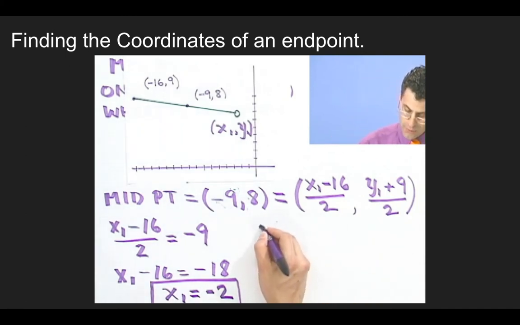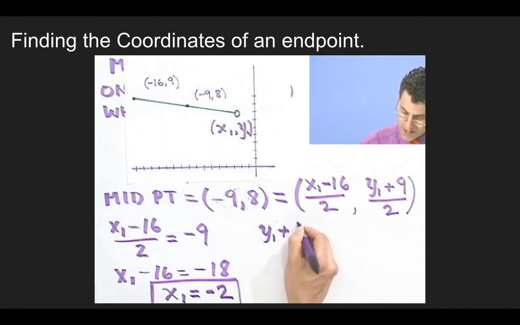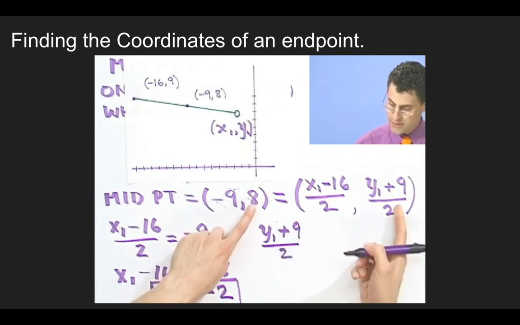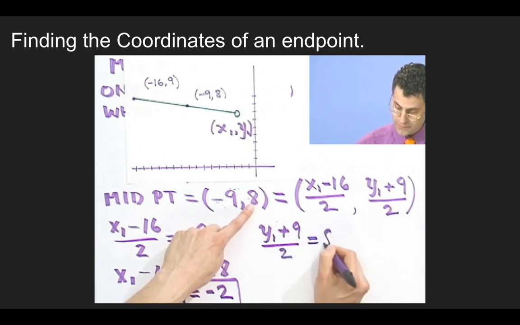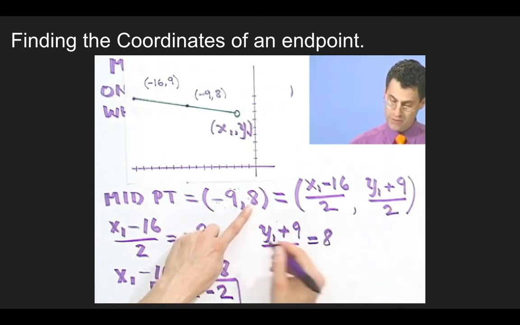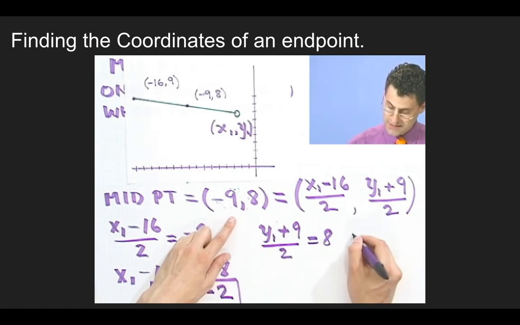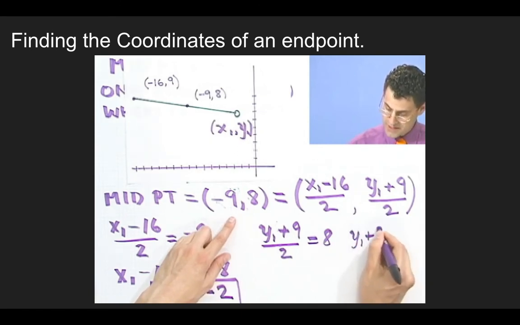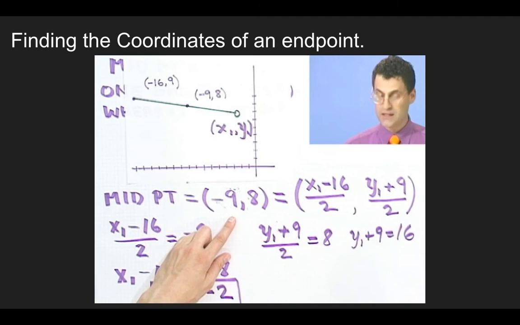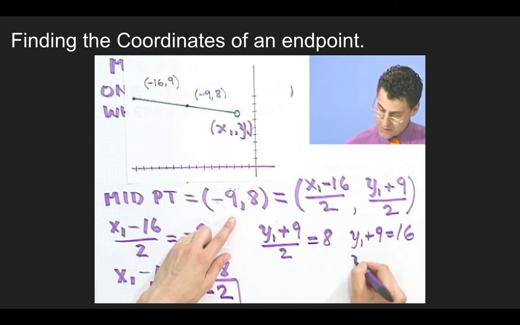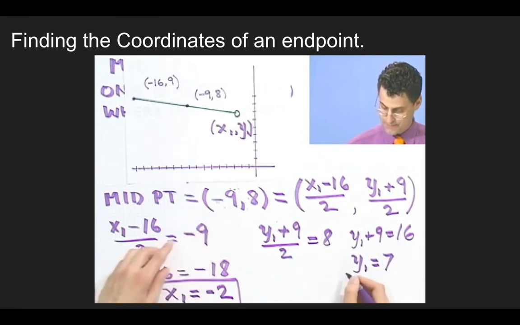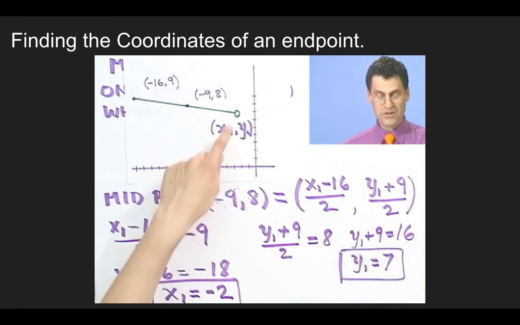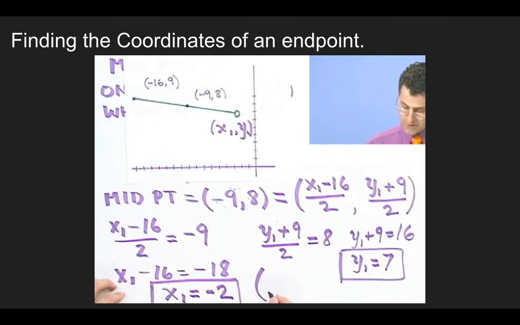What's the y1? Well, I know that (y1 plus 9) all divided by 2 has to equal 8. So if I cross multiply, or multiply everything through by 2, I'd see that y1 plus 9 has to equal 16. If I now subtract the 9 over, I see that y1 has to equal 7. So where should the other endpoint be? We know exactly where it should be. It should be at negative 2, comma 7.